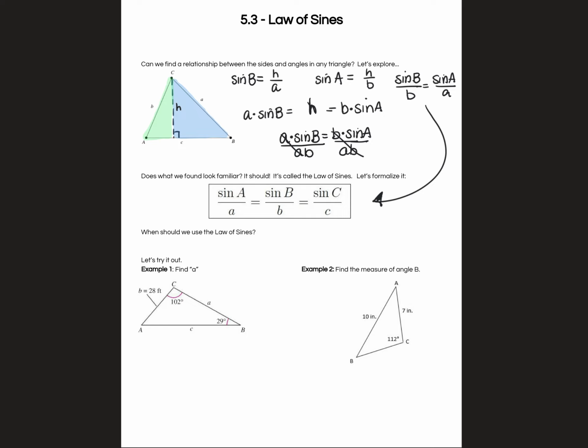Now we could do this whole thing again and get that sine of C over C is equal to sine of B over B, and then we'd have that all three are equal to each other. But this is how the law of sines is developed.